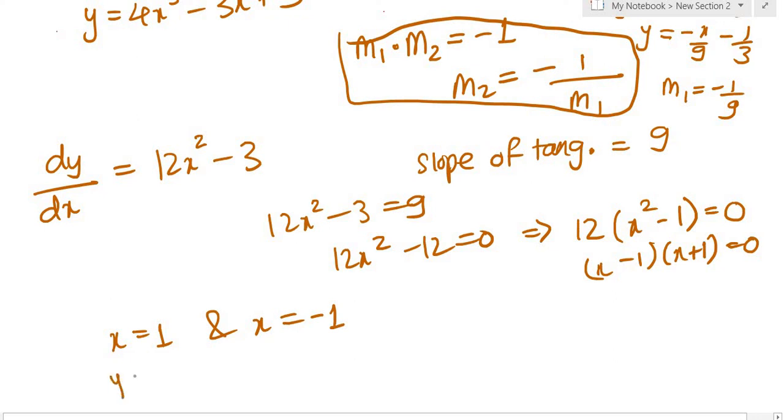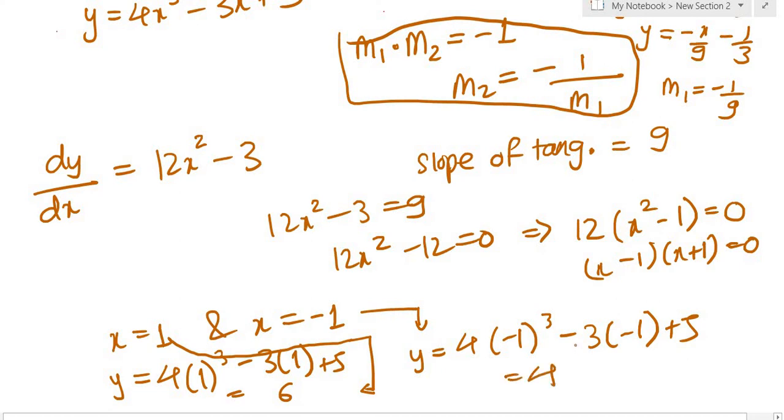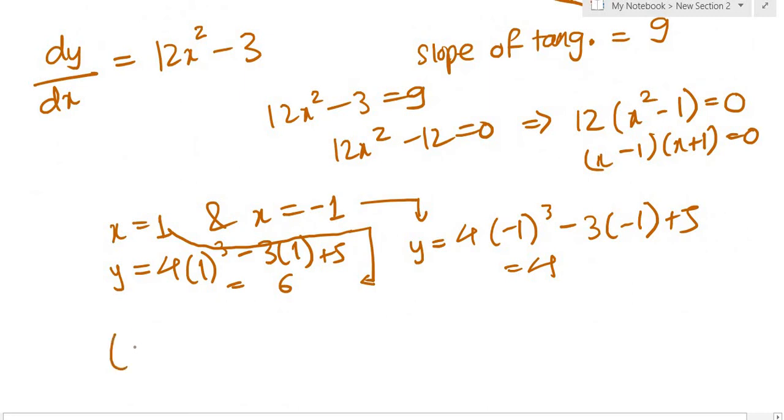You can plug that in the original y. Y is equal to 4x cubed minus 3x plus 5, which was our original curve. 4 times 1 cubed minus 3 times 1 plus 5 will evaluate to 6. This is when x is equal to 1, and this you can just substitute a y again in the equation. So you have 4 times negative 1 cubed minus 3 times negative 1 plus 5, which will evaluate to 4. So the 2 points that will satisfy the condition of the question are 1, 6 and negative 1, 4.